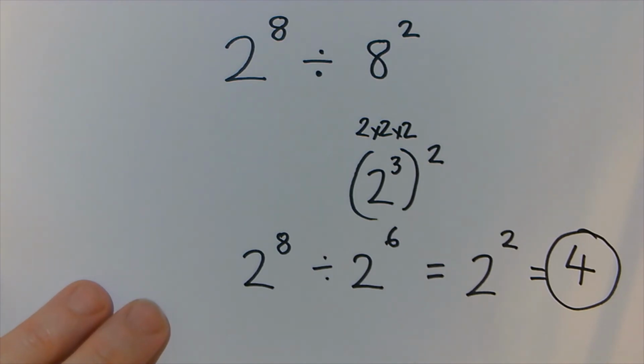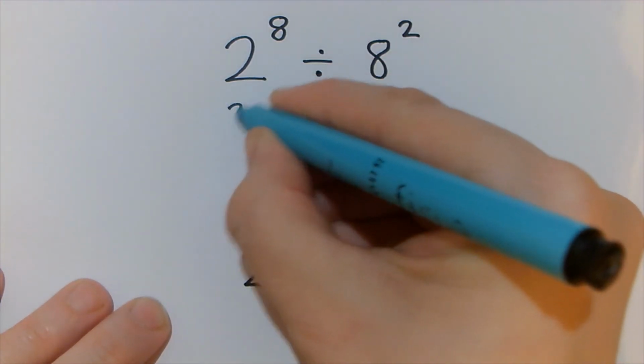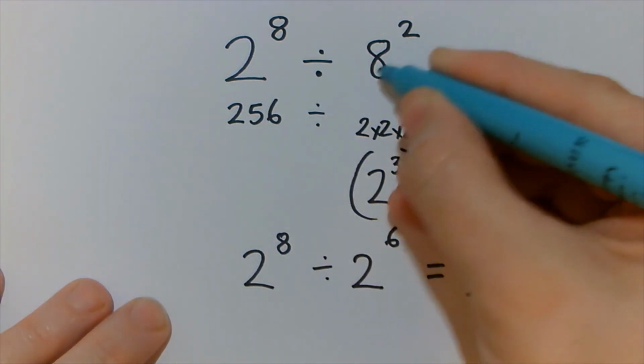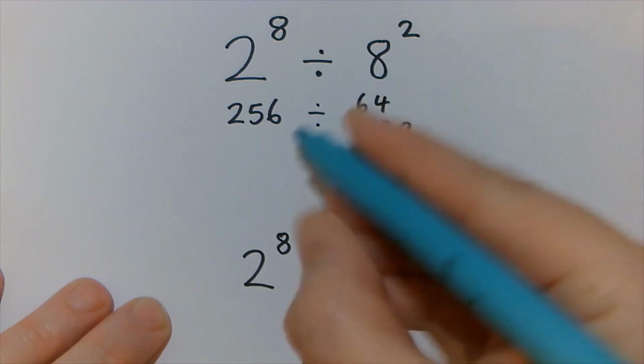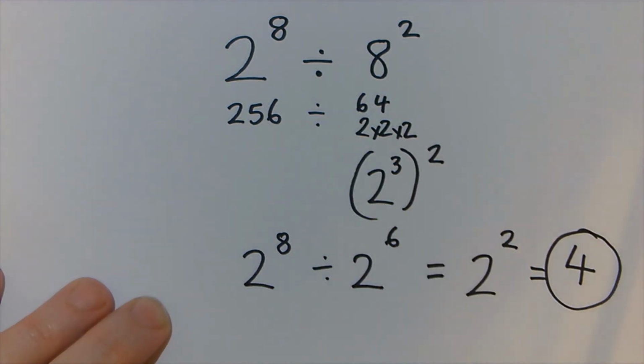You may have gone the longer way around it and gone 2 times 2 times 2 times 2, 8 times, and you would have got 256 divided by 8 squared, which is 64. And 256 divided by 64 is also the answer of 4. So well done whichever way you did it.